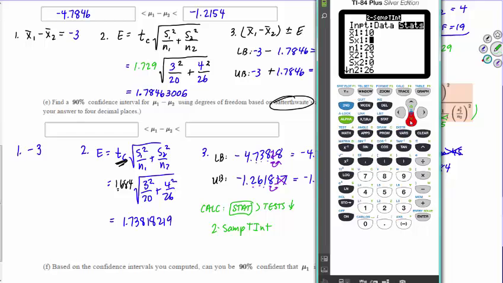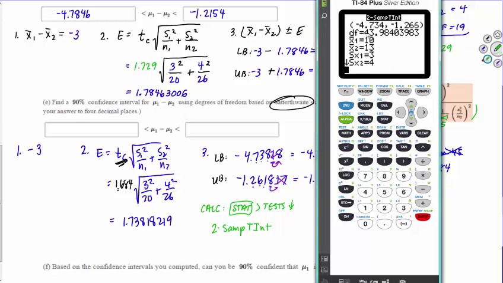The sample mean number 1 is 10, sample standard deviation is 3 for the first sample, and the sample size is 20. The mean for the second sample is 13, standard deviation is 4, sample size is 26, and the confidence level is 90%. We are not pooling the variances here. We don't have any reason to believe that the variances are the same, so we say no. In fact, we'll say no for this whole section, so don't worry about that too much.